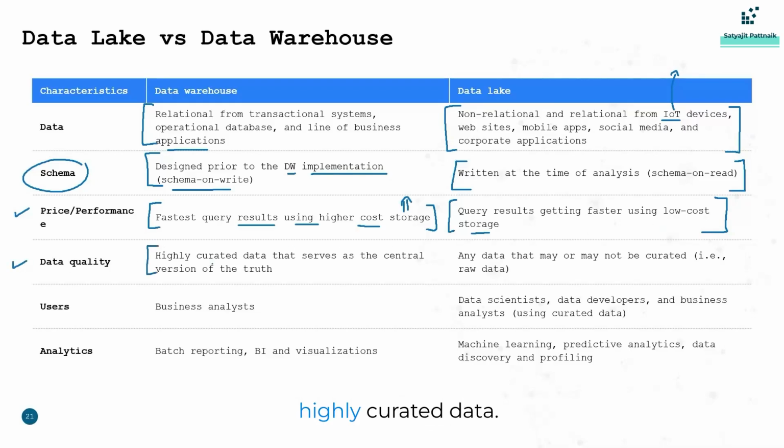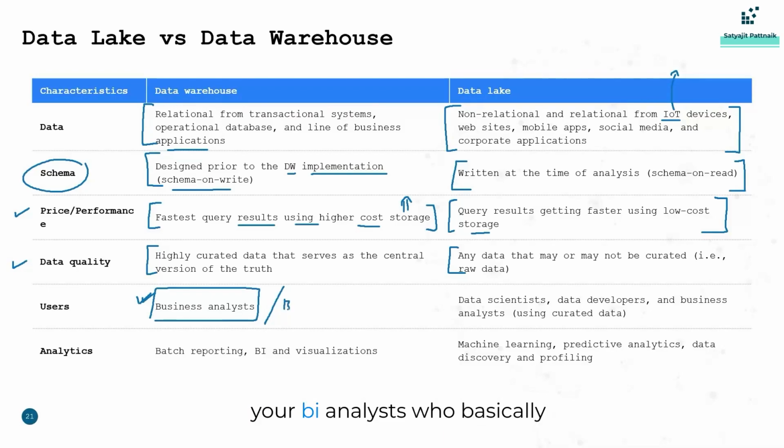Data quality: in a data warehouse, highly curated data that serves as the central version of the truth. In a data lake, any data that may or may not be curated, that is your raw data. Users: mostly users who are directly accessing from your data warehouse or your data marts are your business analysts, because business analysts or your BI analysts, who basically work on the dashboarding part or on the analysis part, work on that kind of data that is well structured, because it is easier to analyze structured data.